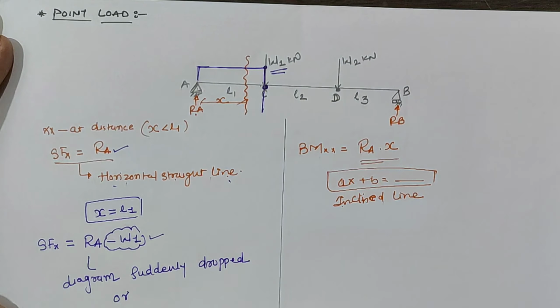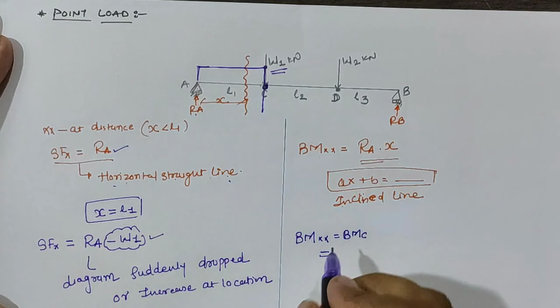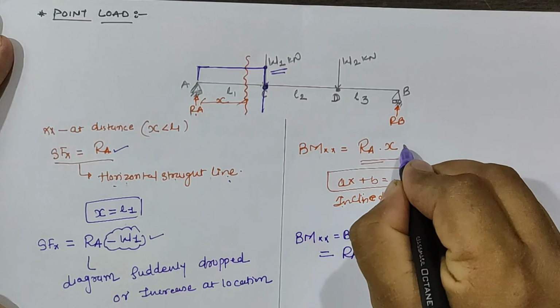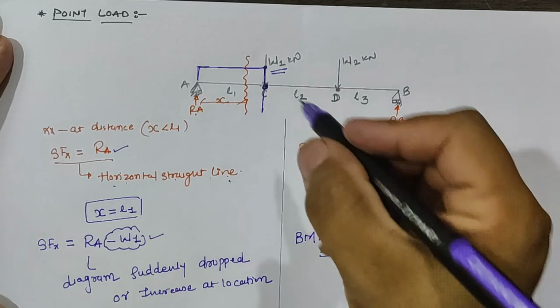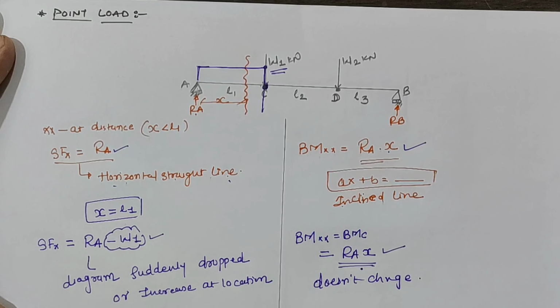Now calculating the bending moment value at location C. So the bending moment at XX, or bending moment at C, is equal to the total unbalanced moment at C. So the value is Ra into L1, or we can say Ra into X. Now both values are equal, as W1 has its CG distance exactly at C, hence its moment is 0. So our value is Ra into X. It means that the bending moment does not change its value at that location. So these are the rules for shear force and bending moment for the point load.